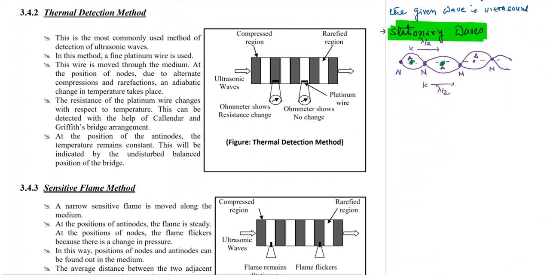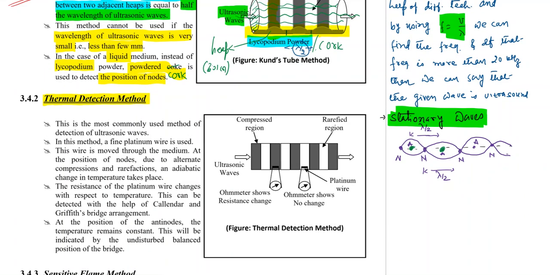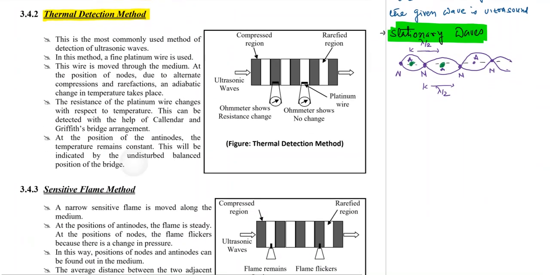Next is similar to the Kundt's tube method, but it is an electronic method by which we can detect the ultrasonic waves. So the second method is the thermal detection method of ultrasonic waves. See, I put all the figures identical here, only the detection material will change. There we have to use the lycopodium powder, and here we have to use the ohm meter. And the arrangement is known as the Callendar and Griffiths bridge arrangement. So let us read that.